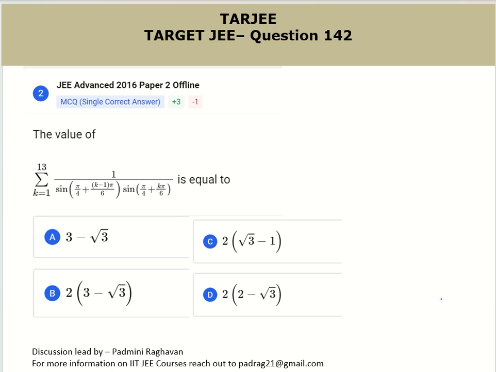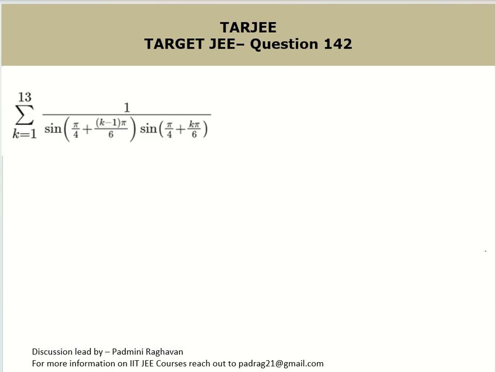Find the value of summation k is equal to 1 to 13, 1 divided by sine of pi by 4 plus k minus 1 times pi by 6 into sine of pi by 4 plus k pi by 6. Options are 3 minus root 3, 2 times root 3 minus 1, 2 times 3 minus root 3, 2 times 2 minus root 3. It's a JEE Advanced level question. Let's see how to go about it.